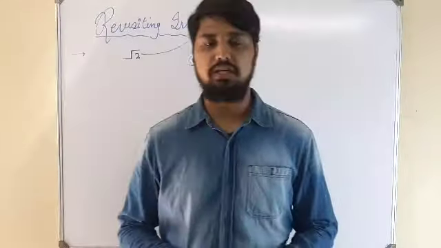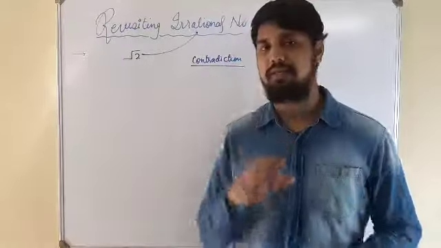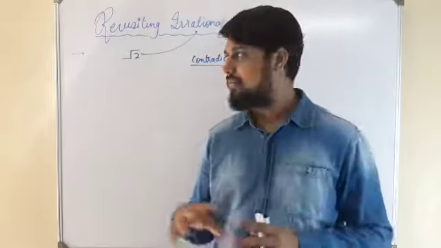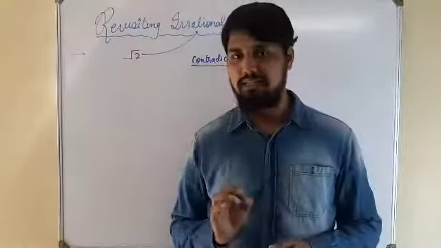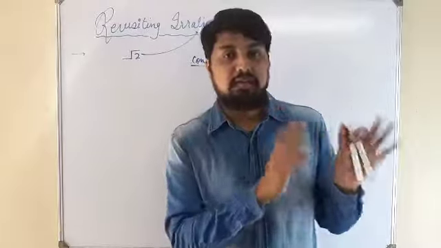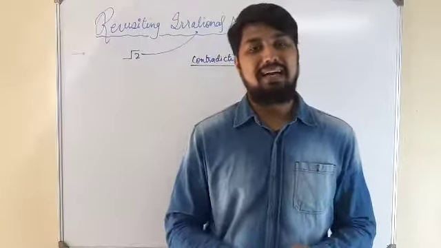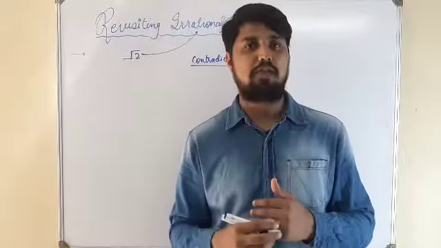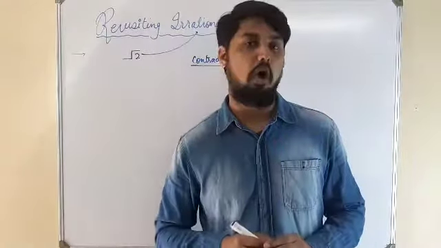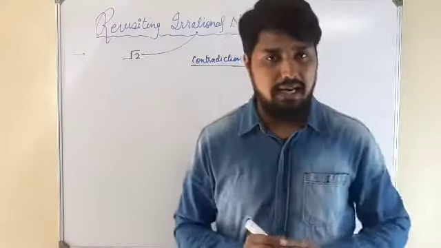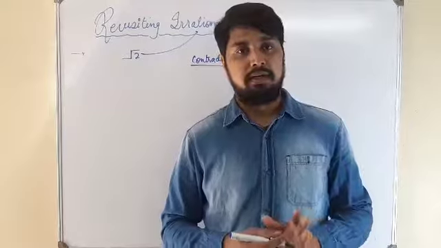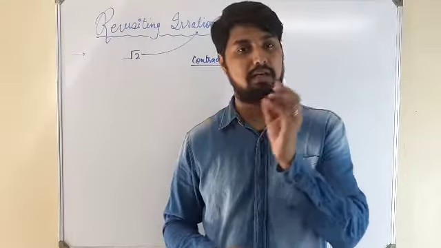Now what is this method of contradiction? In this method, we assume something in the beginning of the question. In this question we know that root 2 is an irrational number, but we will assume that root 2 is a rational number. Then by doing some calculations, we will prove that our assumption was wrong. My assumption is that root 2 is a rational number, and by calculation I will prove that my assumption is wrong. That means the statement that root 2 is a rational number is wrong.